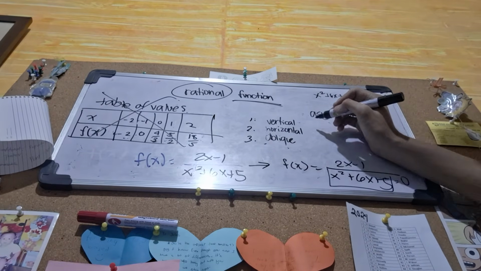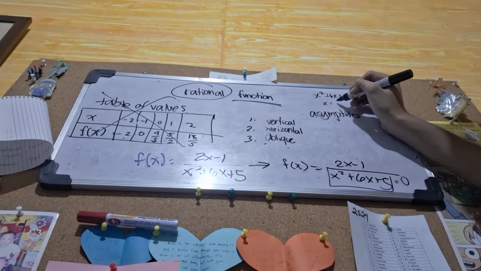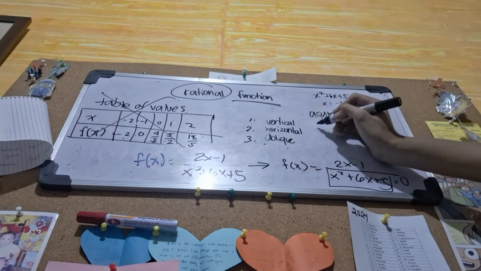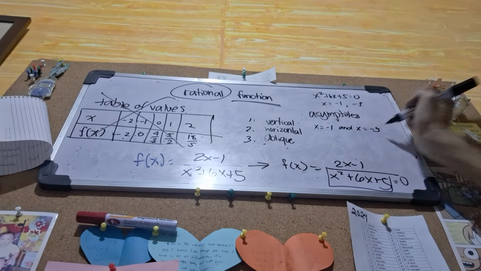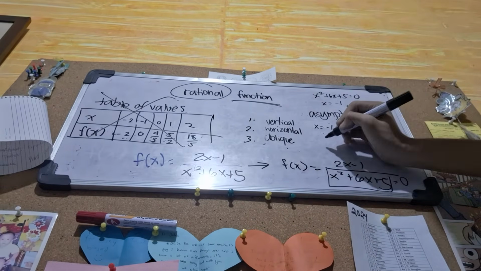The vertical asymptotes are, the answer to this is x is equal to -1 and -5. So the vertical asymptotes are x equals -1 and x equals -5. That's it. So now, we look at number 2, the horizontal. Remember, when there's horizontal, there are 3 cases.